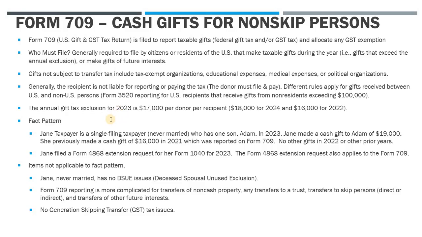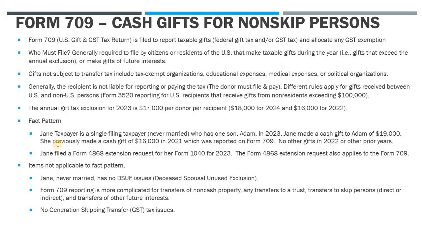Now, the annual gift tax exclusion changes from year to year. For 2023, it's $17,000 per donor per recipient. And so the amount increased to $18,000 for 2024. And it was previously $16K for last year, so 2022. All right, so let's have a look at the fact pattern, and then we'll get into the return.